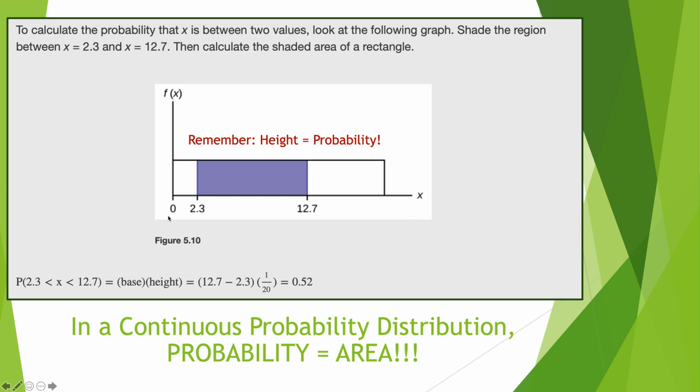Okay? So as we mentioned before, remember the height is the probability, and then the length is just going to be the difference between whatever two scores are marked on the rectangle. In this case, 12.7 minus 2.3.